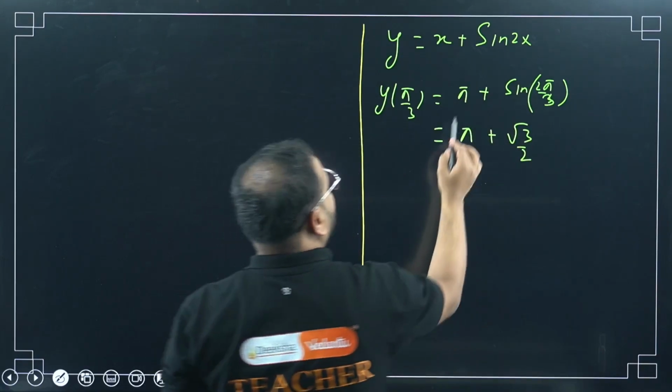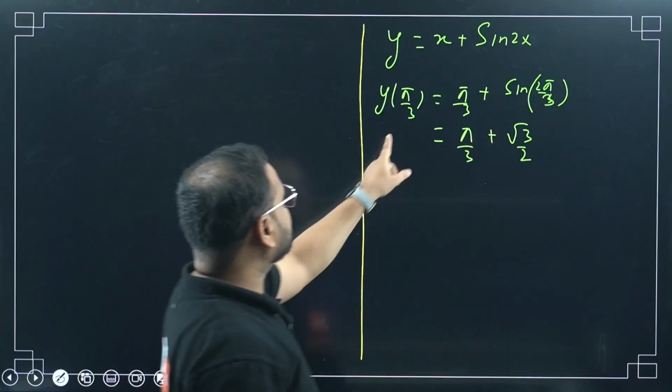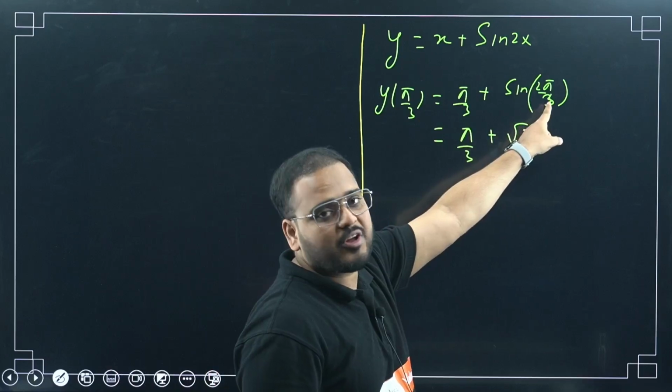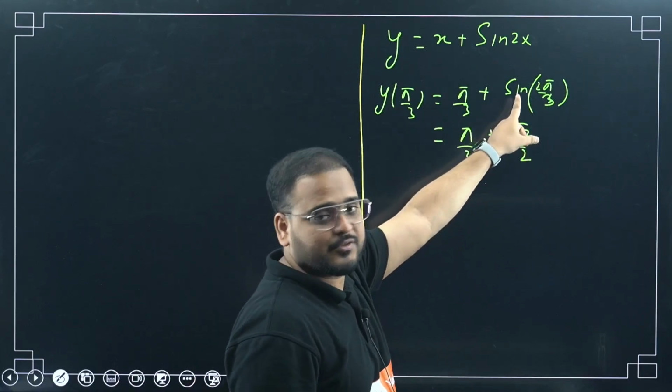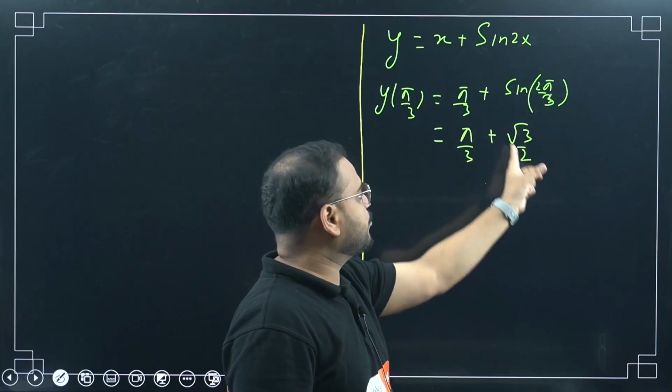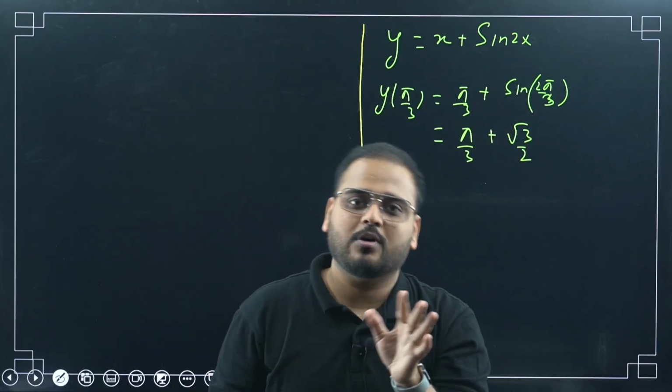Not pi. Pi by 3, right? Please check here. Because if I'm writing pi by 3, it becomes 2 pi by 3. 2 pi by 3 was in the second quadrant. Second quadrant sine is positive. And what is that for pi by 3? It's root 3 by 2. Whenever cos is 1 by 2, sine is root 3 by 2. We're going to use this relation.